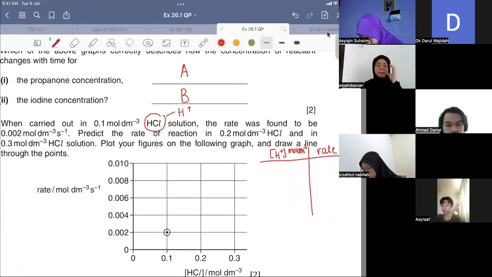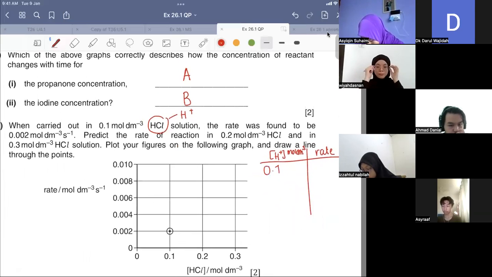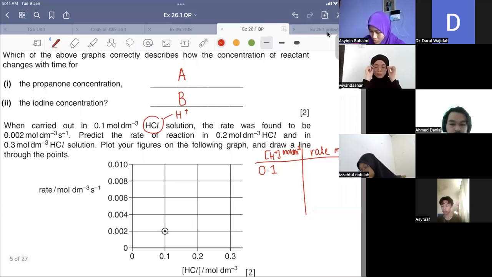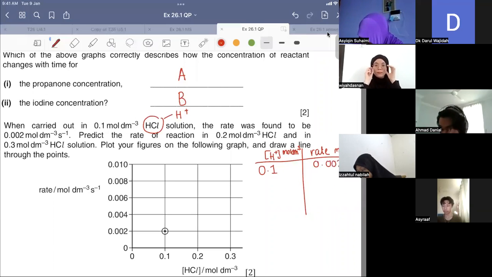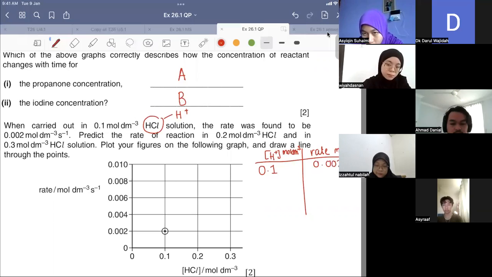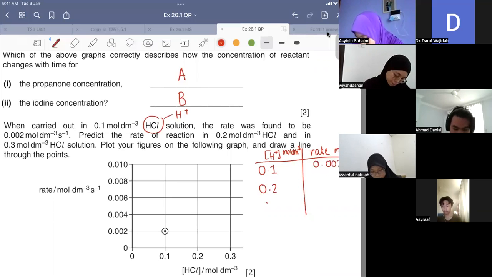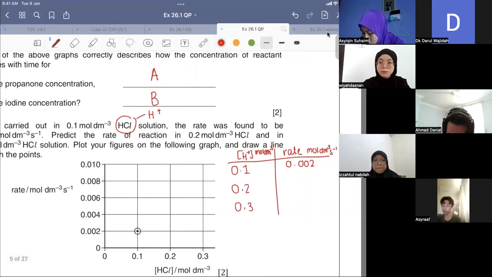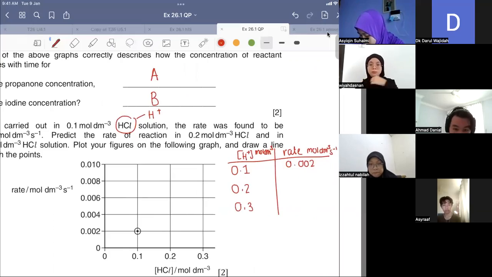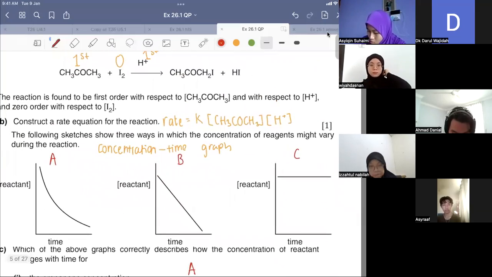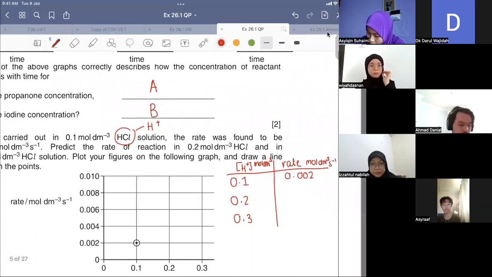which is in mole per dm cube per second. Okay, it says that when my concentration is 0.1 mole per dm cube, the rate is 0.002. They want us to predict the rate of reaction if we had used 0.2 mole per dm cube of HCl and 0.3 mole per dm cube of HCl. Plot your figures in the following graph and draw a line through the points. Okay, so we cannot use the rate equation because we do not know the concentration of our CH3COCH3, which is our propanone.